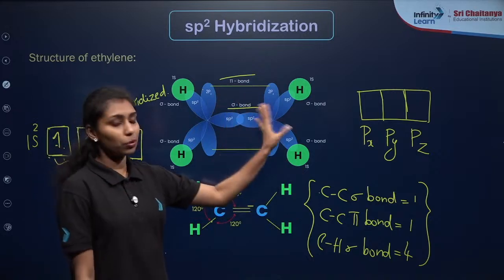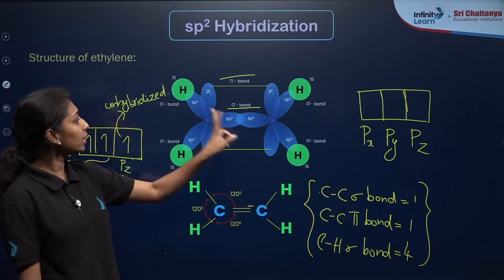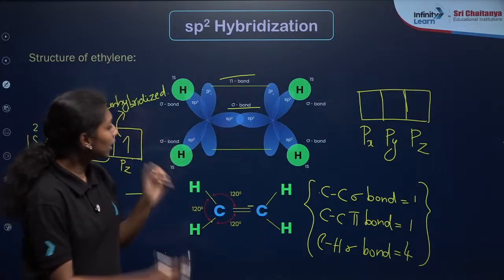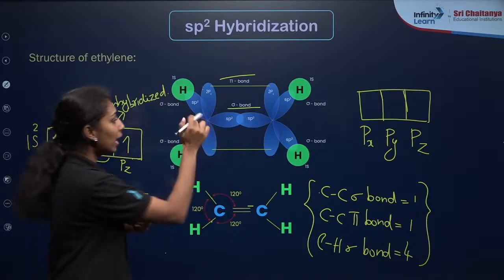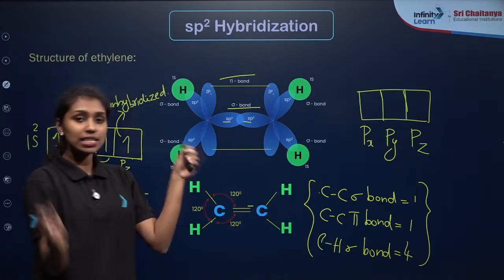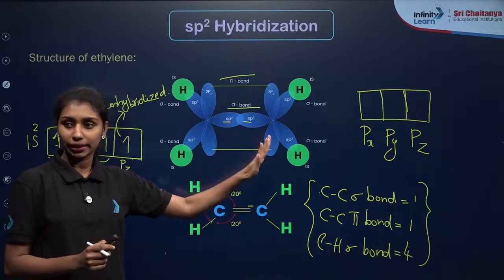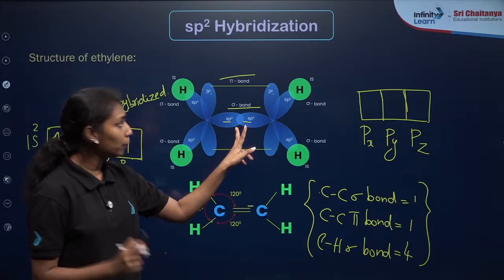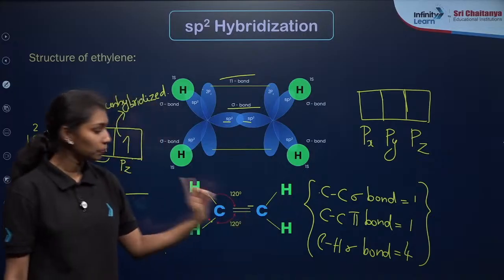Okay, if you have an idea about the hybridization, you will get the idea about the bonds here. What you are observing here is the case of sp2 hybridization, right? Two carbon atoms are present. One carbon atom is sp2 hybridized, and the other one is also sp2 hybridized. These sp2 hybridized orbitals can overlap head-to-head. So this will be the CC sigma bond. That's why I have written here: CC sigma bond is equal to 1.